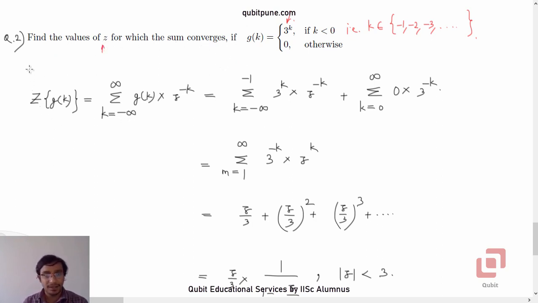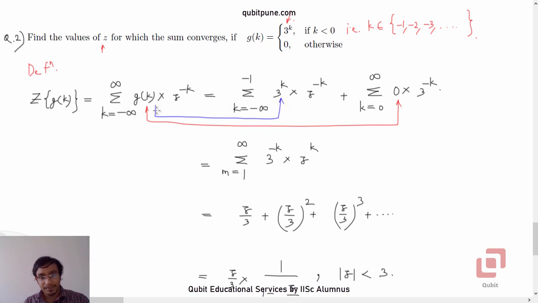Use the definition of the z transform. Z transform of g of k is the sum of g of k times z to the power minus k as k runs from minus infinity to plus infinity. This time the part as k runs from 0 to infinity will be 0, by definition of the sequence g of k, and for the negative values of k, g of k is defined by 3 to the power k, isn't it?